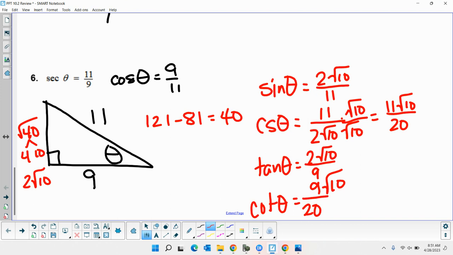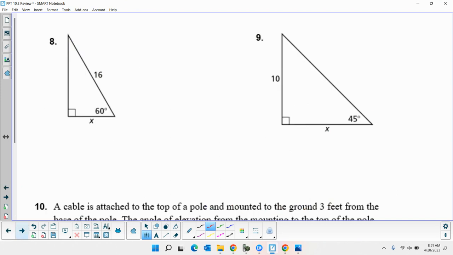Okay, the next two are really easy. That's a 30. What's the relationship between the short leg and the hypotenuse? Hypotenuse is twice as long as that, right? So what's 16 divided by 2? 8. Okay, what do you know about a 45-45? The two sides, they're equal, right? So that's 10. If we did this, what would it be? 10 radical 2. What if we did this side? Just for practice. 8 radical 3.